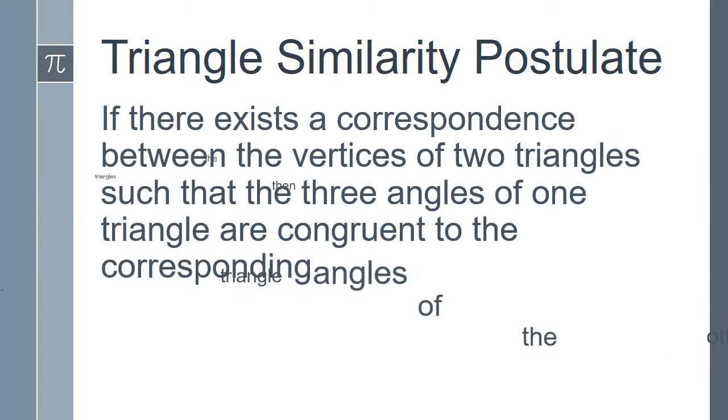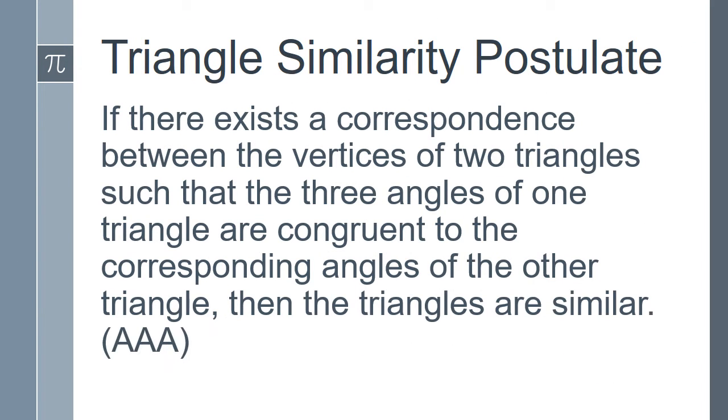Okay, triangle similarity postulate. If there exists a correspondence between the vertices of two triangles such that the three angles of one triangle are congruent to the corresponding angles of the other triangle, then the triangles are similar. We call this AAA similarity. So that's the first part of this. As long as the angles of two triangles are congruent, the two triangles are similar. You don't need to know anything about any side measurements.